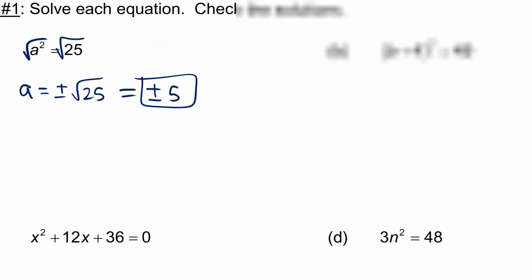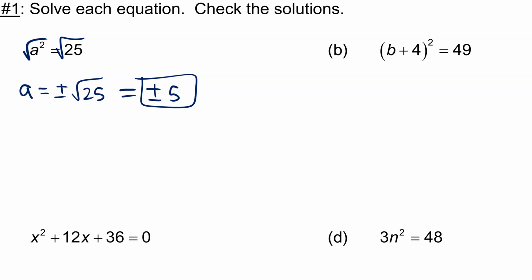So the big thing is knowing there's two solutions whenever you're taking a square root, because there's two things that I could square that would satisfy this equation. If I plug in negative 5, well, negative 5 times negative 5 is positive 25. Okay, let's go ahead and solve the next one.